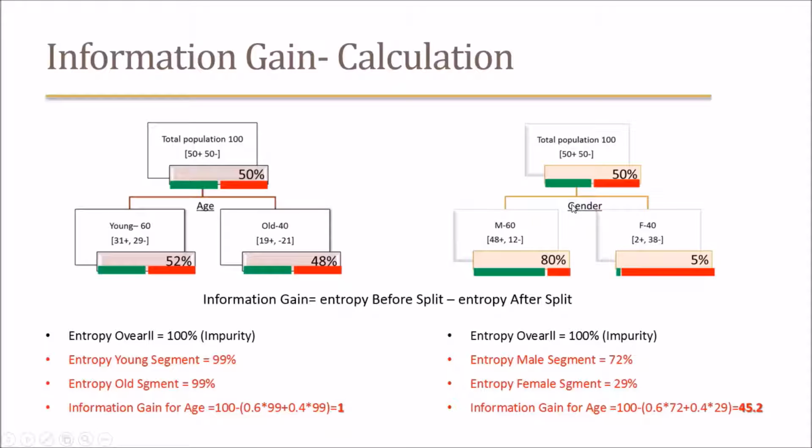Now let's come back to a different variable called gender. So entropy before the split at the root level is 100%, so it's 100% impure.